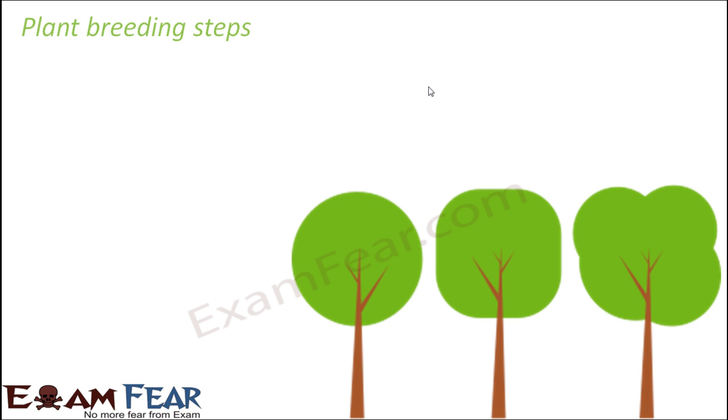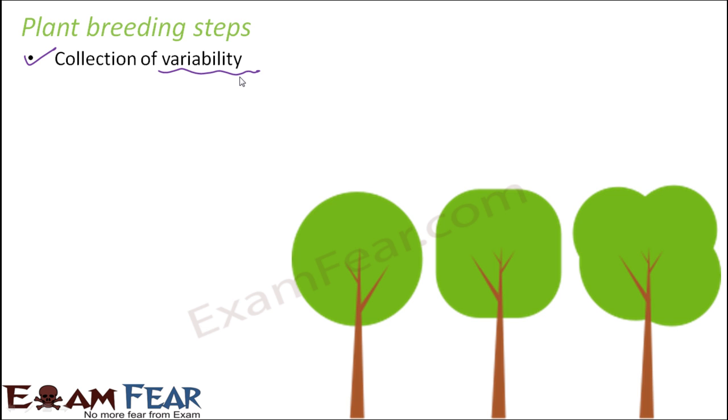So now we will look at the steps for plant breeding, how exactly plant breeding is done. That is what we will study here. Now the following steps are carried out for breeding plants. The first is collection of variability. So variations, why do we need variations or varieties?